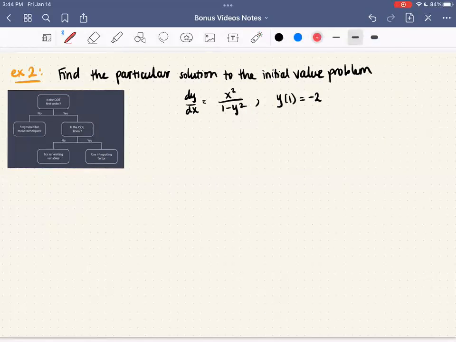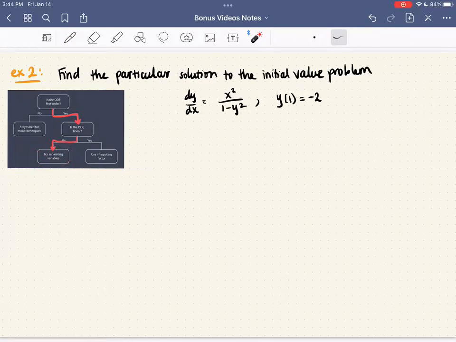Okay, so let's ask ourselves the first question, is this a first order differential equation? Well, the only derivative I see here is dy dx, so yes, it is a first order ODE, so I'm going to go ahead and follow that branch. Then we ask, is the ODE linear? Well, I have a thing involving y squared here. In fact, it's 1 over something involving y. So no, it is not linear. I follow this branch down. There we go. I'm going to try separation of variables.